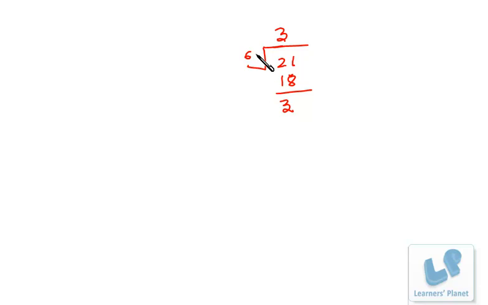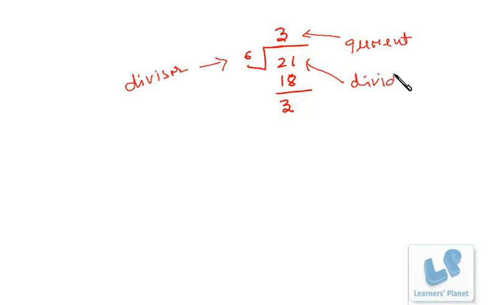So what are the different terminologies over here? This number we call the divisor. This number we call the quotient. This number we call the dividend. This number is the remainder. Right. Now what are the different conclusions we are getting over here? Just listen to me carefully. See, 21 is the dividend, 6 is the divisor, this 3 is the quotient, and this 3 is the remainder.